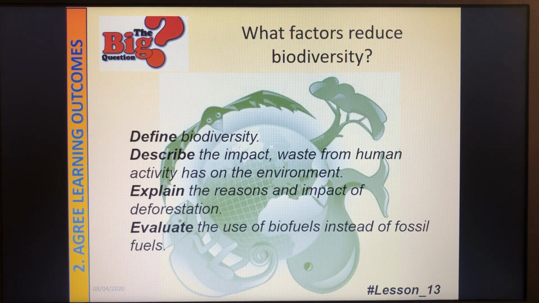So there's lots of things that humans are doing that reduce biodiversity. We're going to talk about those today. Next lesson, we're going to talk about what can be done or what is being done to try and improve, maintain, build back that variety, that biodiversity. So title written, what factors reduce biodiversity, and we're writing the date as well.